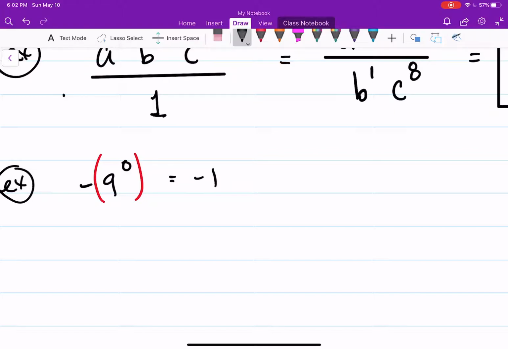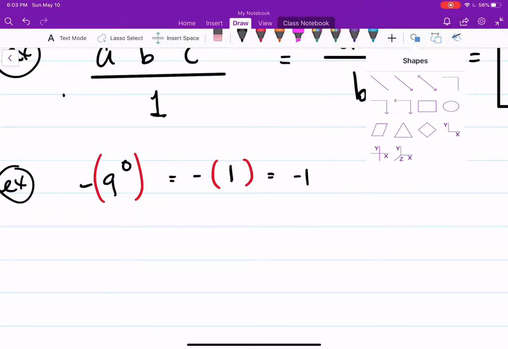You know what? Let me do one better than that. So inside the parentheses will give me 1. It's going to give me 1. So that's why the result would be negative 1. There we go. That looks better.